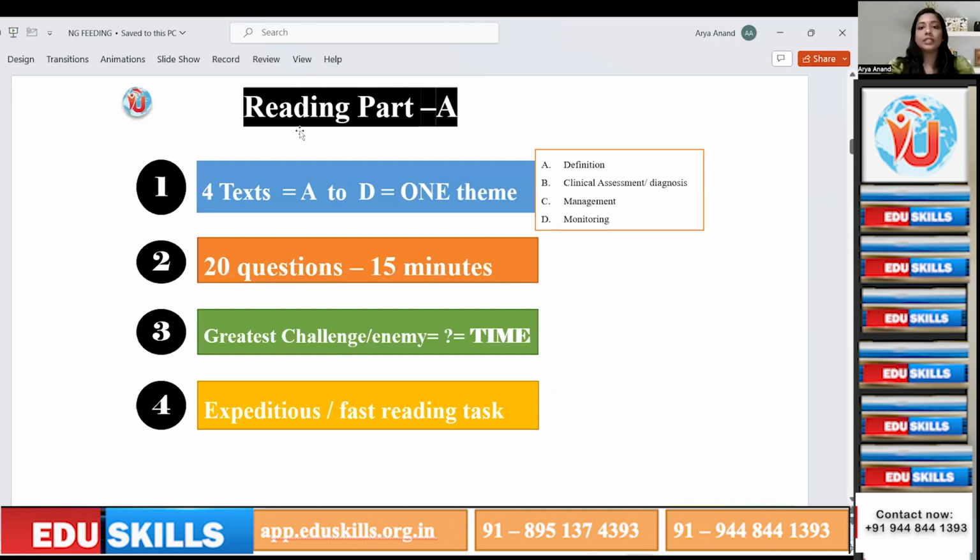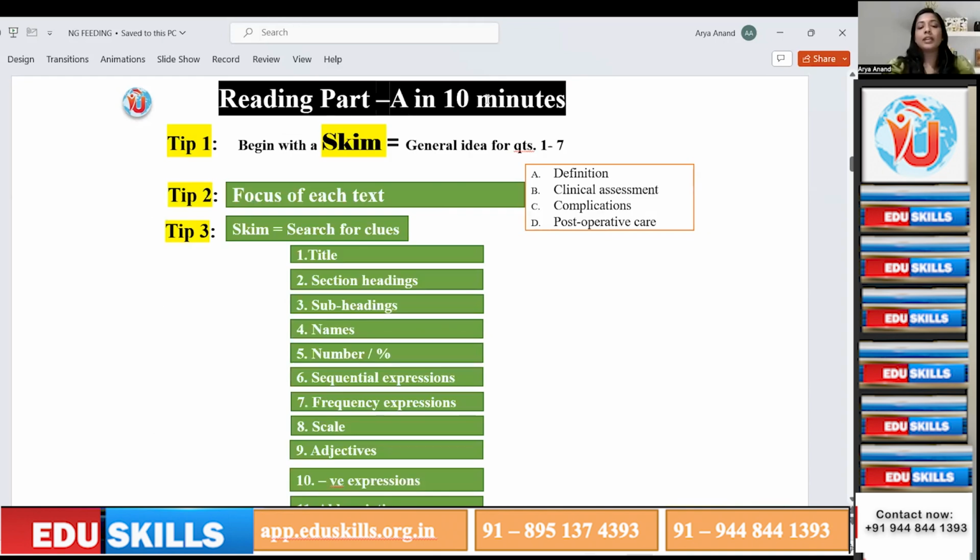Now here, reading part A, we have 4 texts, text A, text B, text C and text D, and 1 theme. You'll get 20 questions and you need to complete within 15 minutes. The greatest challenge or enemy is time. So in reading part A, we need to do fast reading or expeditious reading, in 10 minutes or maximum 12 minutes, not more than that.